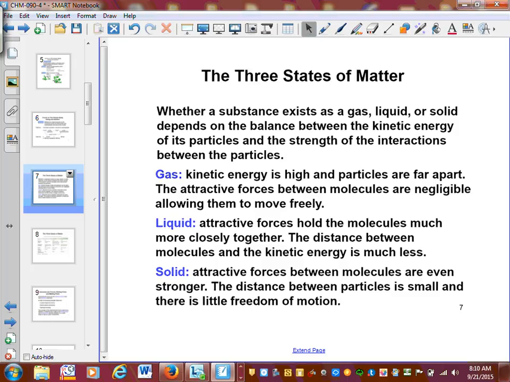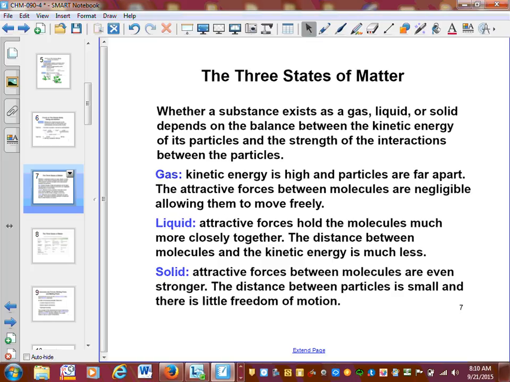So we're going to kind of switch gears a little bit here. And we're going to start talking about the 3 states of matter as related to energy, specifically kinetic energy, energy of motion. If we look at a gas, the kinetic energy is high. The particles are moving quickly, and they're far apart.